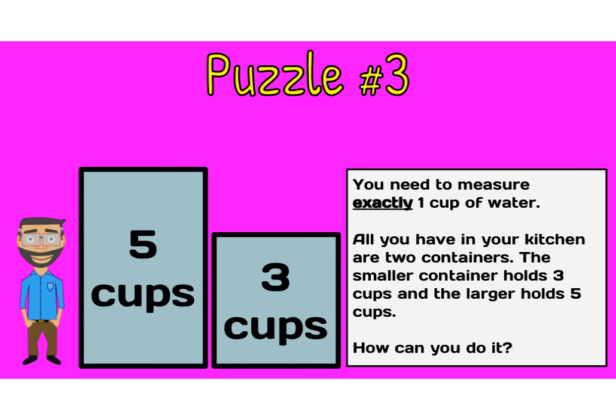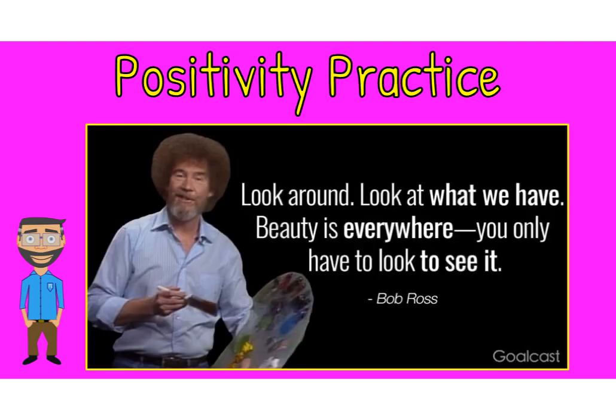Because all you have in your kitchen are 2 containers. The smaller container holds exactly 3 cups. The larger container holds exactly 5 cups. How can you do it? How can you measure exactly 1 cup of water? There are no lines on these cups. You can't fill up halfway and estimate that it's half of that because you need an exact measurement. How can you measure exactly 1 cup of water? Think about it, and we'll talk about the answer tomorrow.